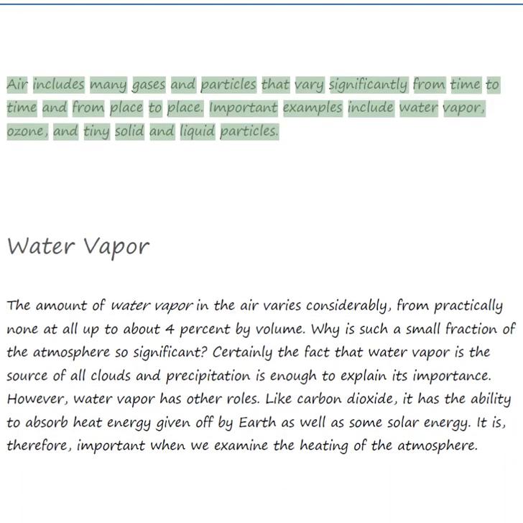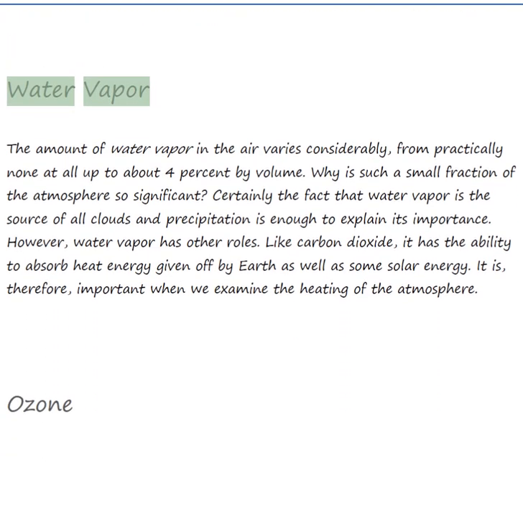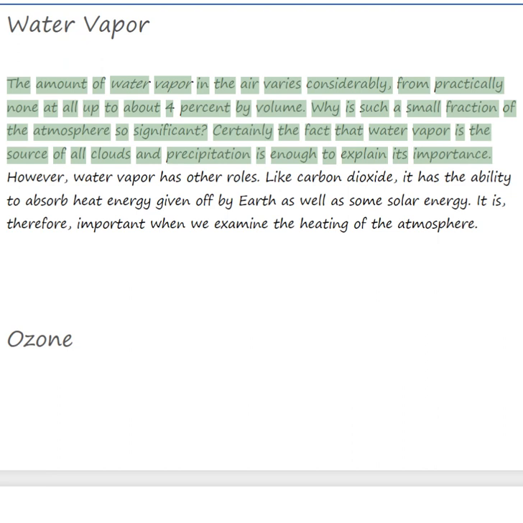Air includes many gases and particles that vary significantly from time to time and from place to place. Important examples include water vapor, ozone, and tiny solid and liquid particles. Water vapor. The amount of water vapor in the air varies considerably, from practically none at all up to about 4% by volume. Why is such a small fraction of the atmosphere so significant?